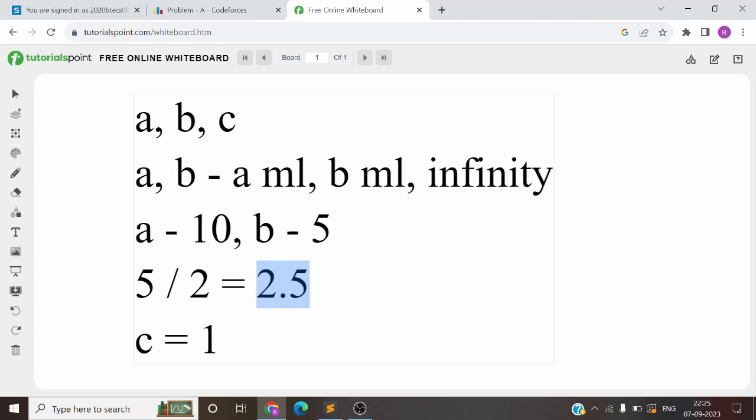In one turn, you can move one amount of water. So how many turns do you need? 2.5 divided by 1 is 2.5, and the ceil value will be 3. So we need 3 turns. Similarly, if the value of C were 2, then we need 2.5 divided by 2, which is 1.25, and the ceil value will be 2. And so on. If the value were 3, then we would require 2.5 divided by 3, which gives us a ceil value of 1.